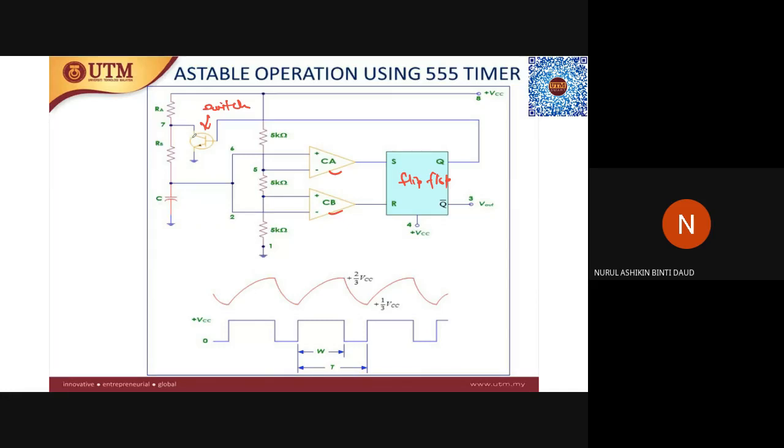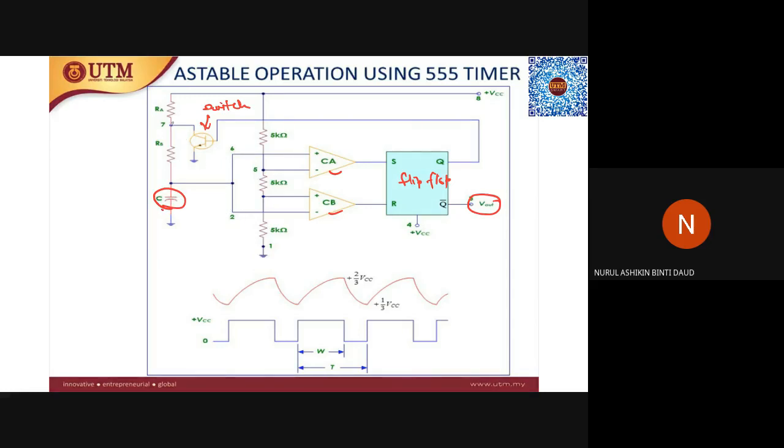And V out depends on the capacitor voltage. For you to get V out here, it will depend on this capacitor. The capacitor voltage goes into pin number 6 and number 2, passes through these two comparators, and then goes into the flip flop. Then you will get this V out. So the value of V out depends on the charging and discharging of this capacitor, which goes through pin number 2 and pin number 6.